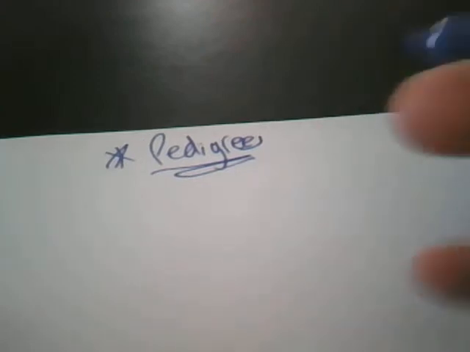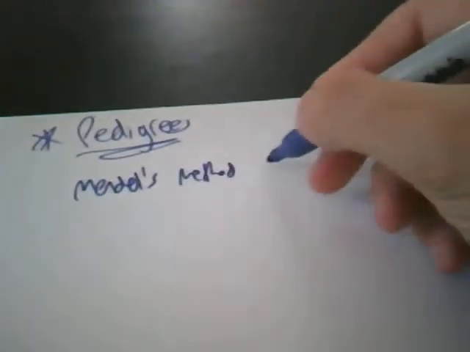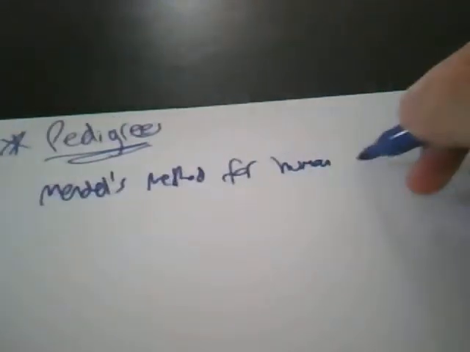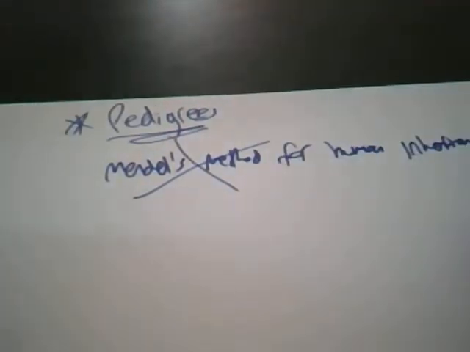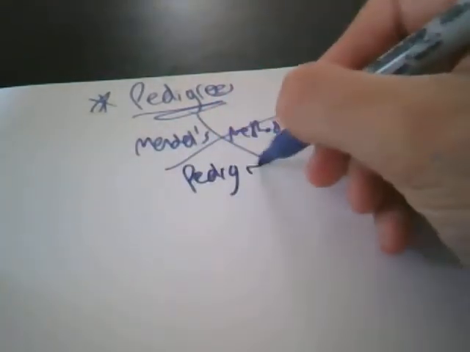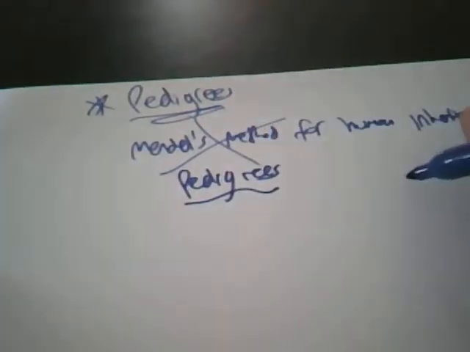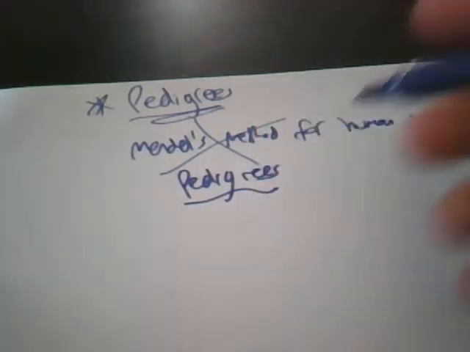So we can't really study human inheritance using Mendel's method. Mendel's method for human inheritance is a no-no. Instead we use things called pedigrees. So pedigrees are families. They're studied and analyzed.